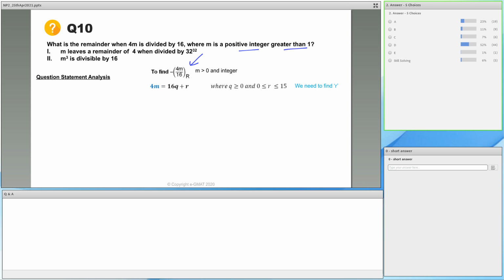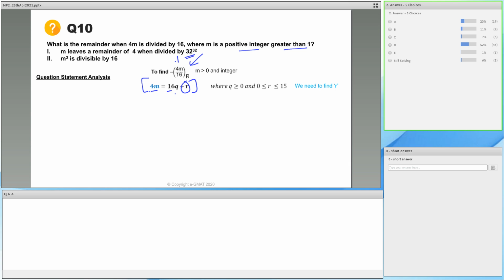We don't have any other data, so now we need to get into statement 1. M leaves a remainder of 4 when divided by 32. Let's talk about what we have. So let's come back to our core equation that can help here. If you divide 4m by 16, there is some quotient, there is some remainder. We are interested in this particular remainder.